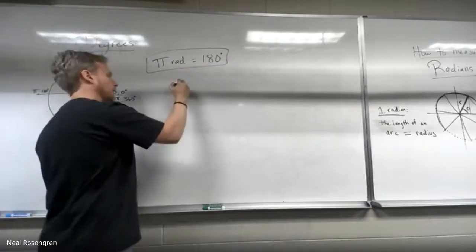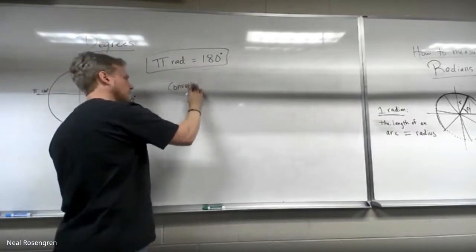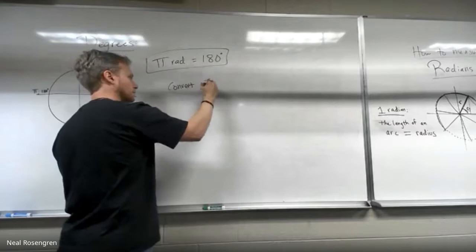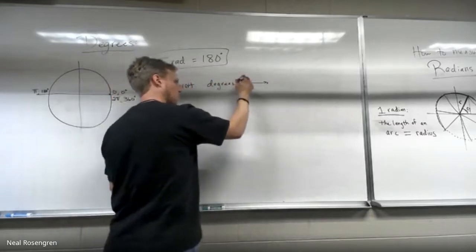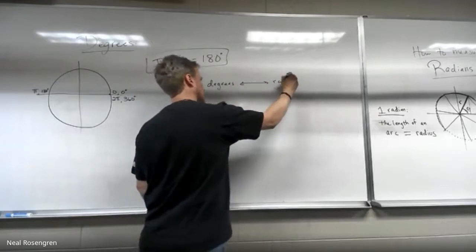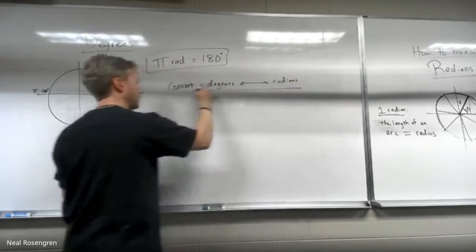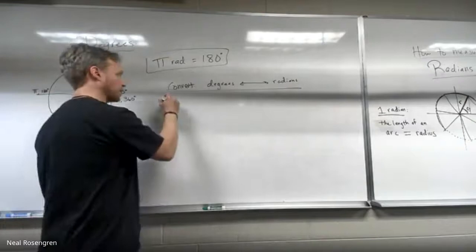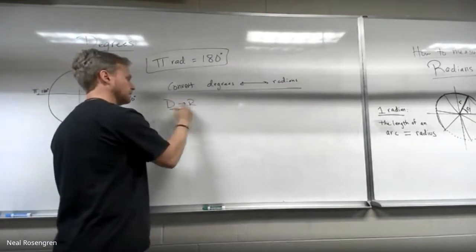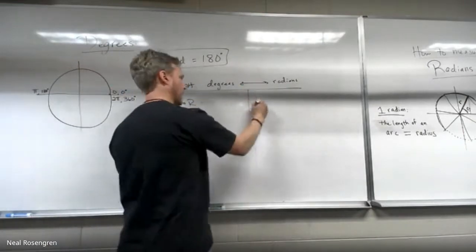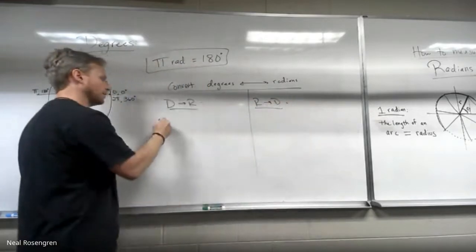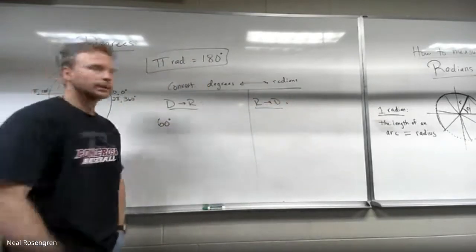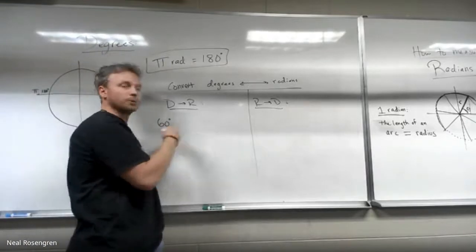I want to be able, and this is the last thing we're going to do, to convert either degrees to radians or radians to degrees. Switch back and forth between the two. Okay, so I could go from degrees to radians. I'll show you how to do that. And radians to degrees, and then we'll be done. Okay, so let's say they gave me something like 60 degrees.